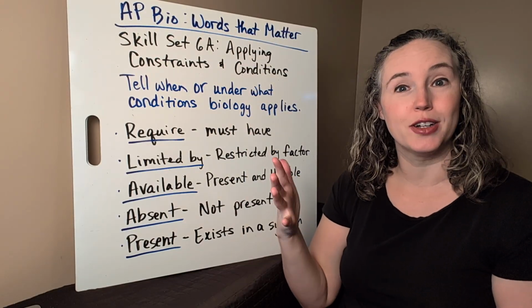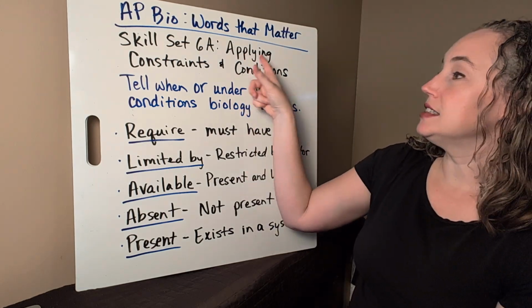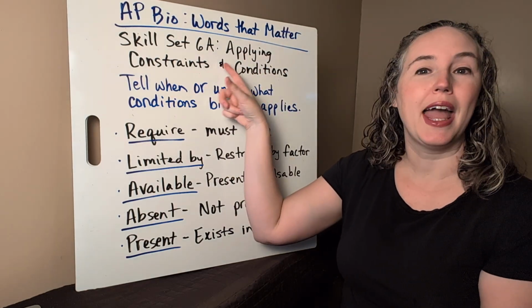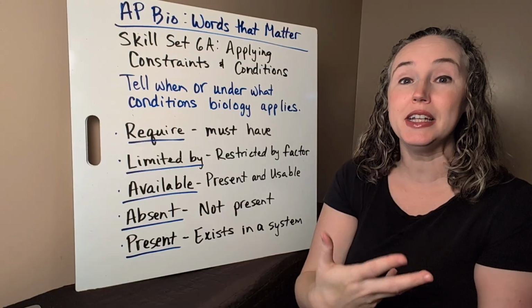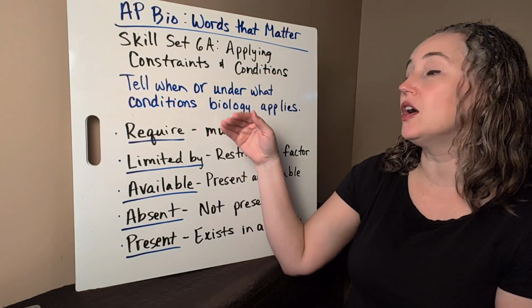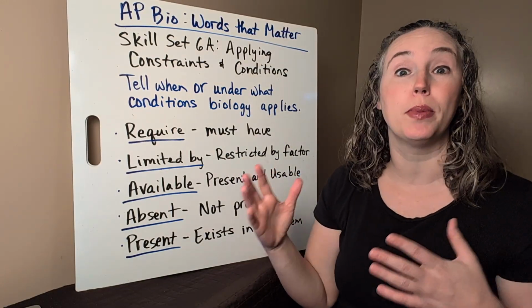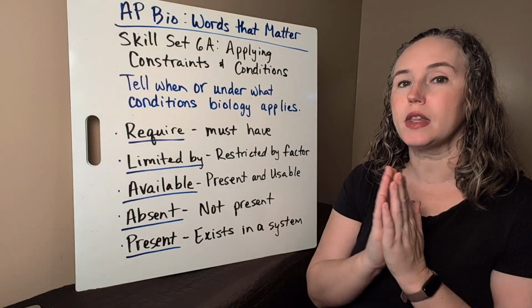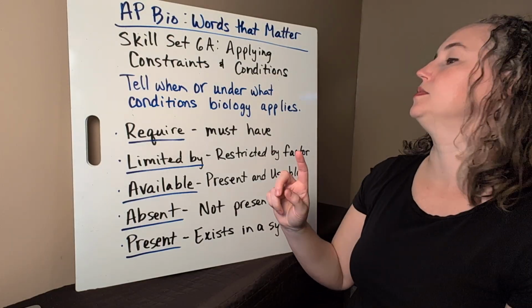These are the first 5 words in this set. Skill Set 6 is applying constraints and conditions. These words are going to tell when or under what conditions biology applies. So let's get to it.